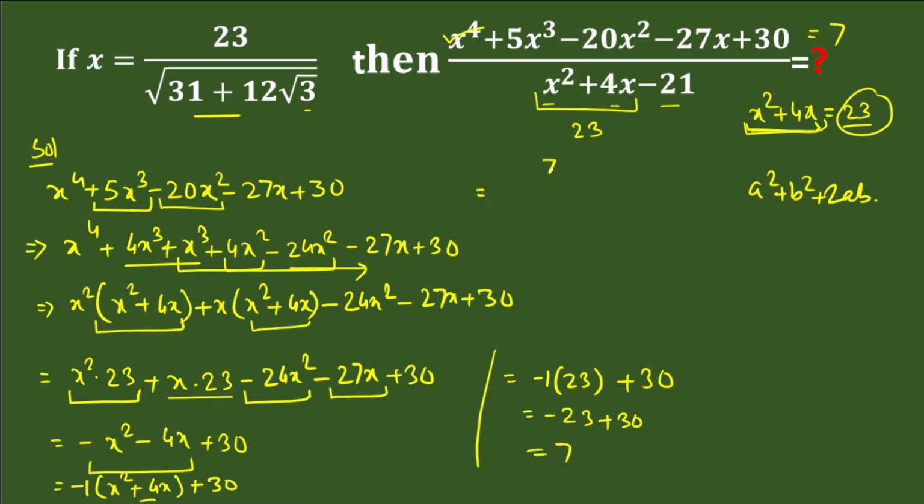So it is 7 divided by the value of this term, which is 23. So it is 23 − 21, right? So 7 divided by 23 − 21, which is 2, and 7 over 2 is 3.5. So finally the value of the whole expression becomes 3.5, and thus that is our answer to this problem.